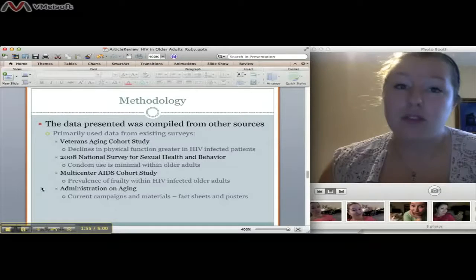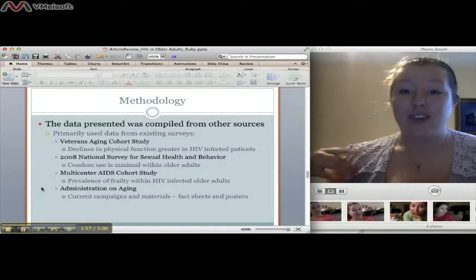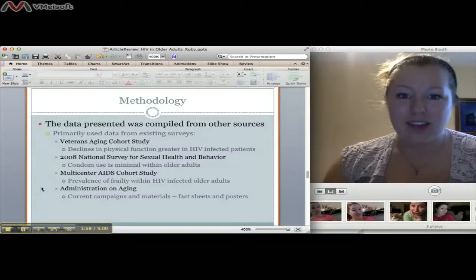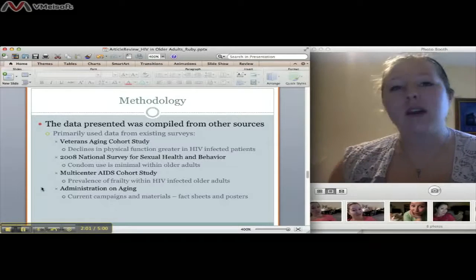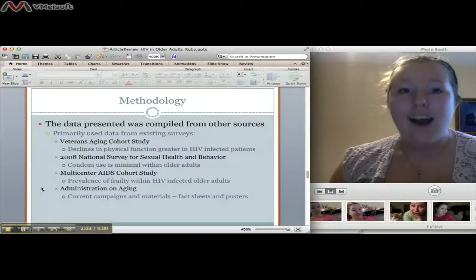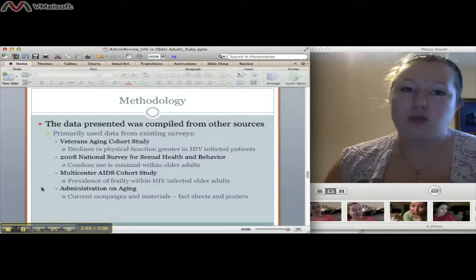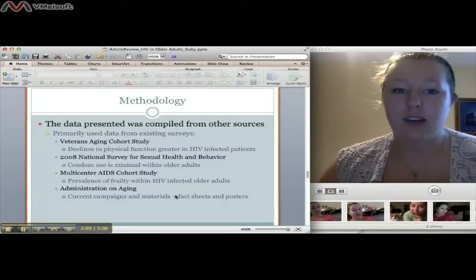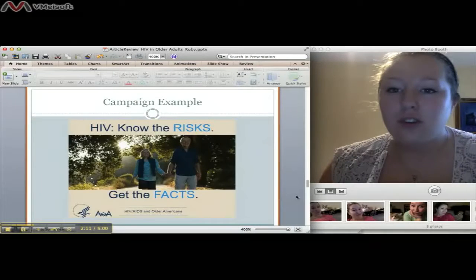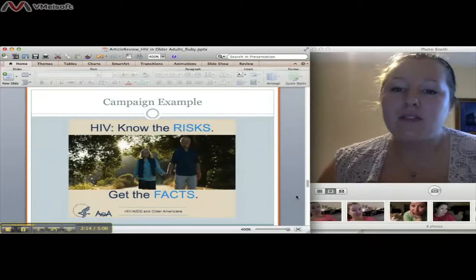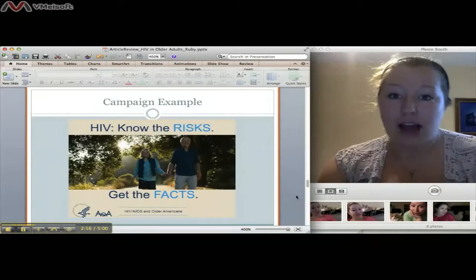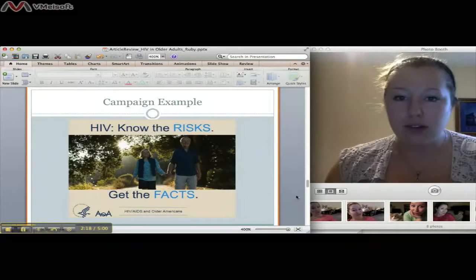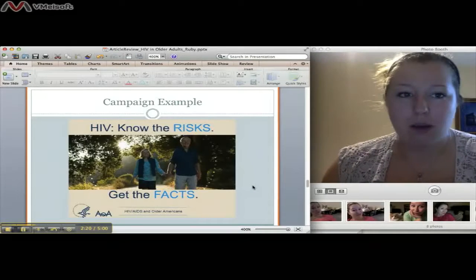And also the Administration on Aging talked all about the current campaigns and materials that they have, such as fact sheets and posters. Because this is a health communication plan, the idea that Brooks and colleagues were trying to get across was that prevention is key, and by using these documents and things like that, we can really get the word out. So here are some examples. HIV, know the risks and get the facts. They have a couple that are very relatable. So I thought that was a really good one.